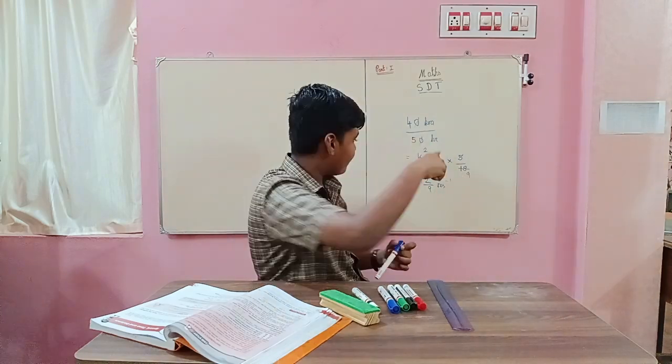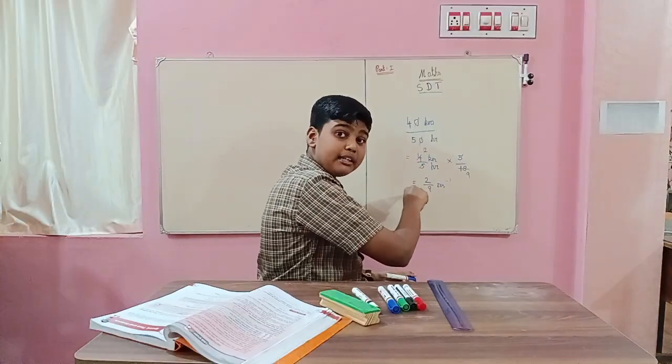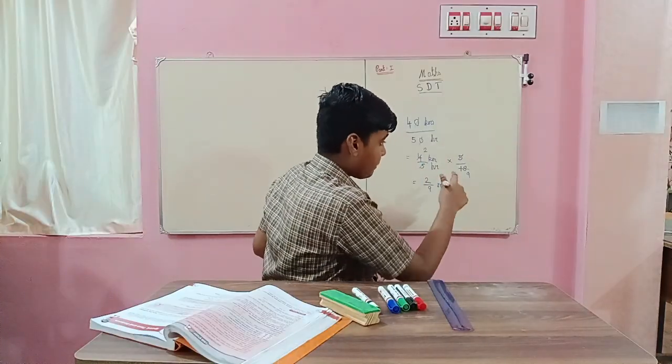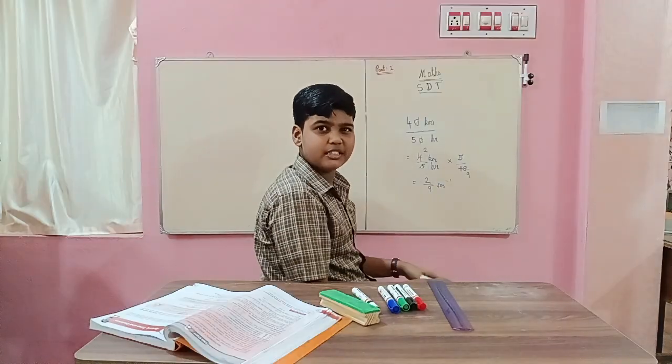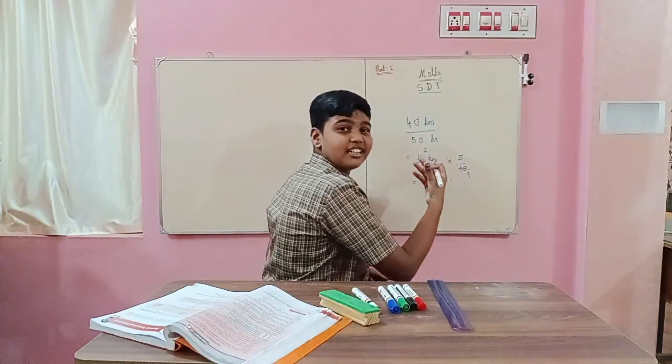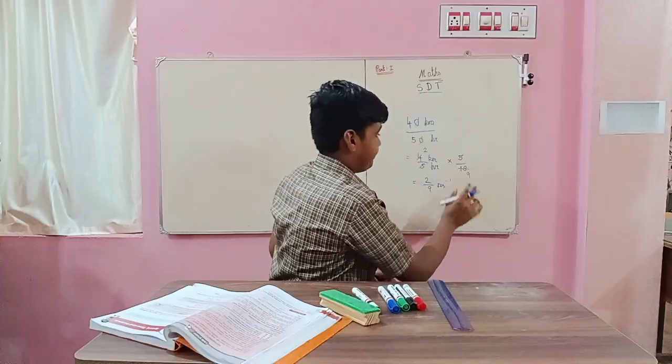Here comes a trick. If it is ms minus 1 and you convert to kilometer per hour, then multiply by 18 by 5. Just the reciprocal. That's simply the opposite, okay? So take the reciprocal of it, 18 by 5, and solve.